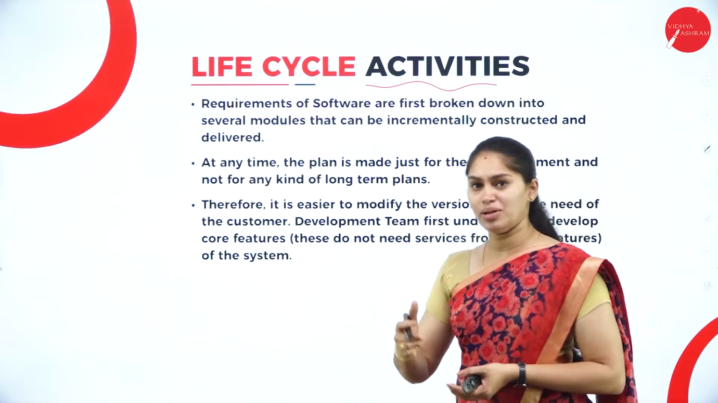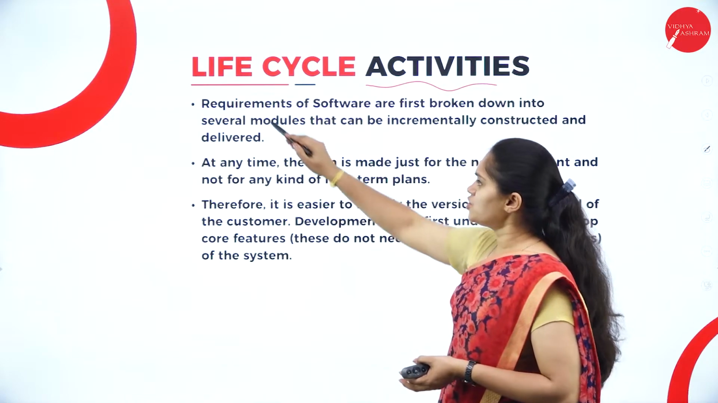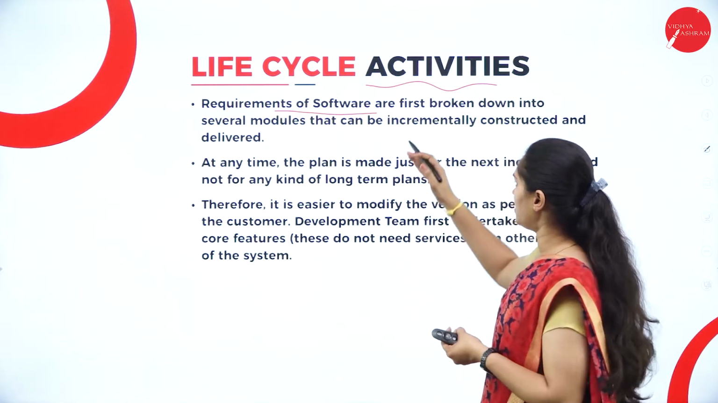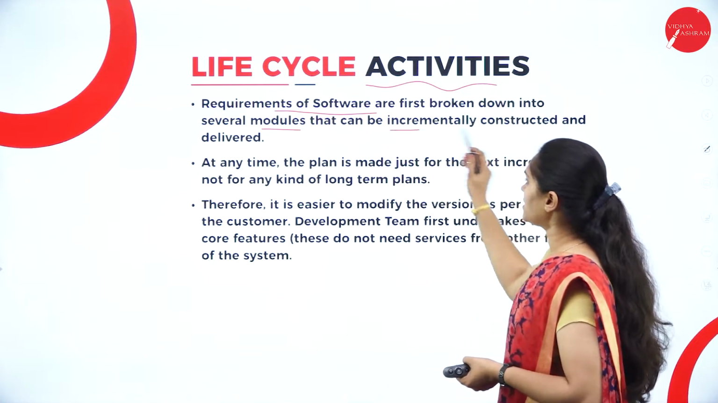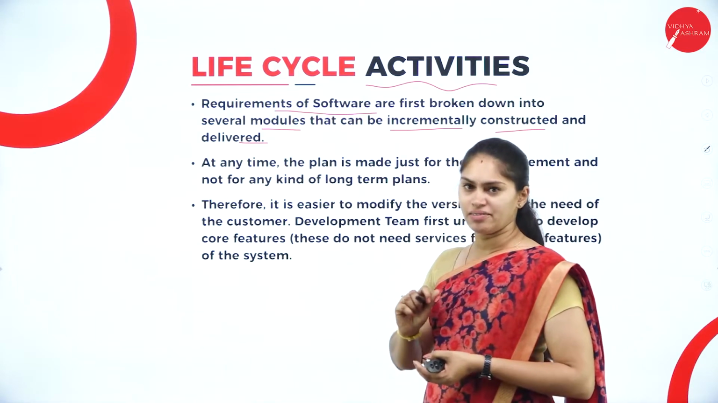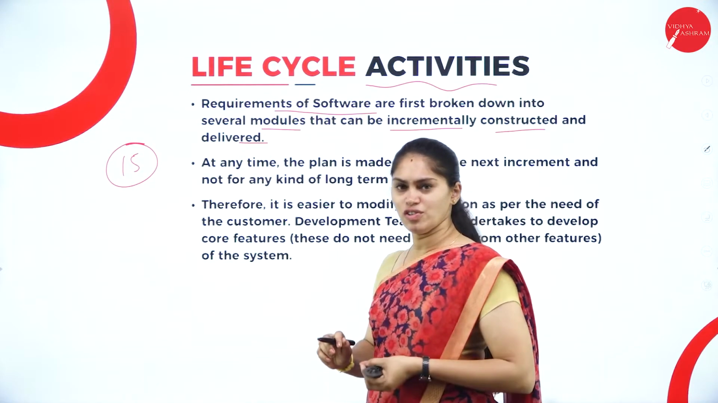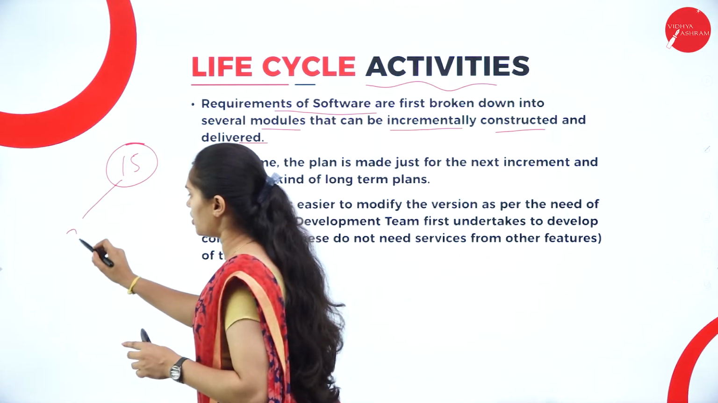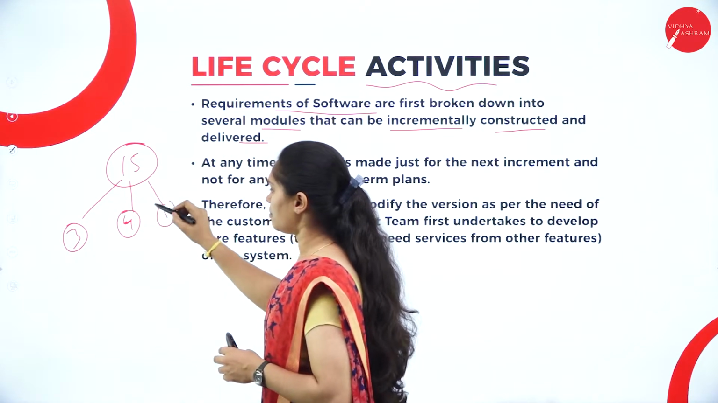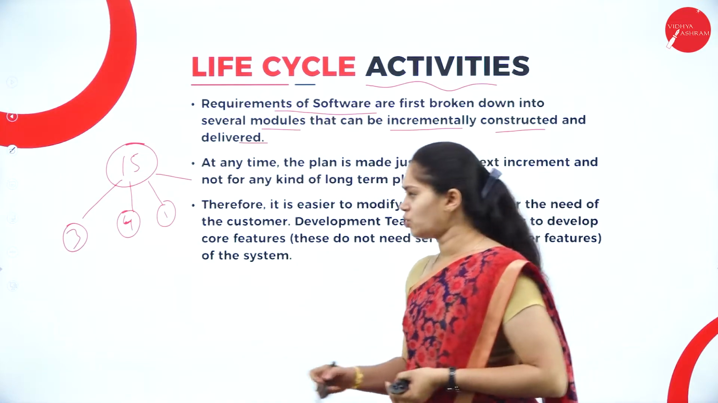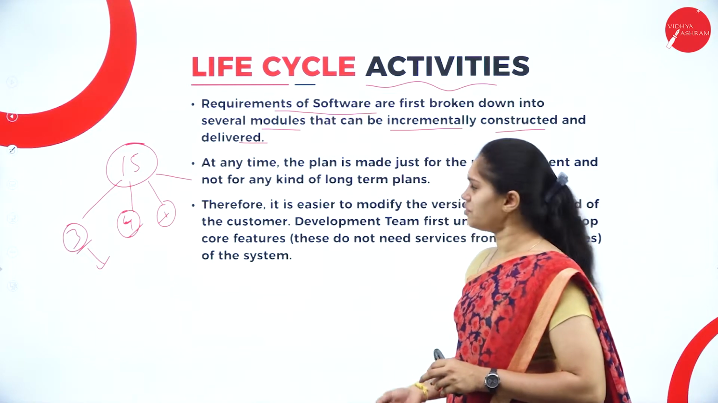Next we have the life cycle activities. That means in the incremental model, what activities or actions take place. First, the requirements of the software will be collected together, divided into a number of modules, and incrementally constructed and delivered. For example, say there are 15 modules. All those 15 modules will be divided into a number of sub-modules, and they will start working on each module. Once it is developed, it will reach the customer for usage.